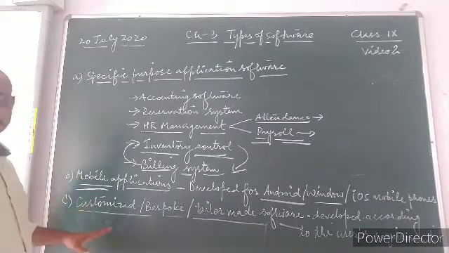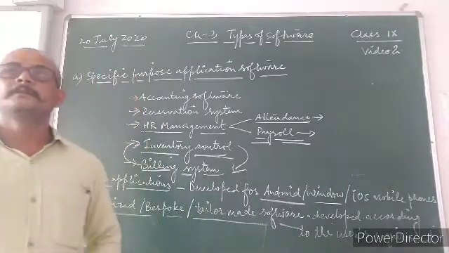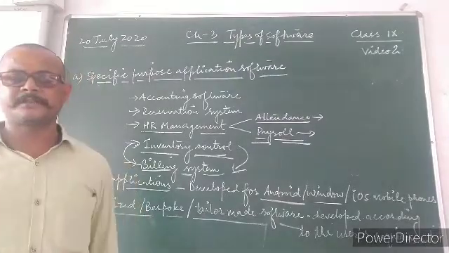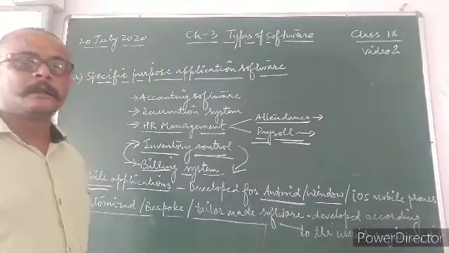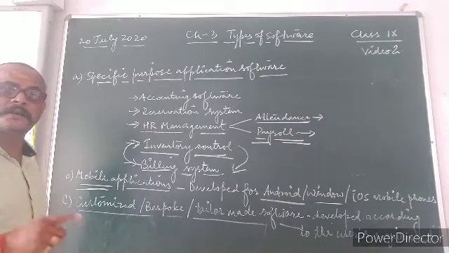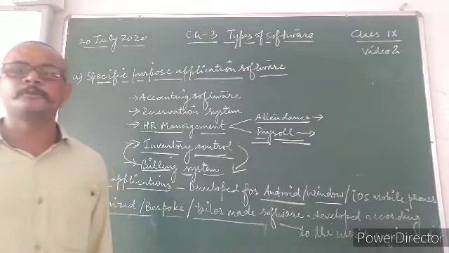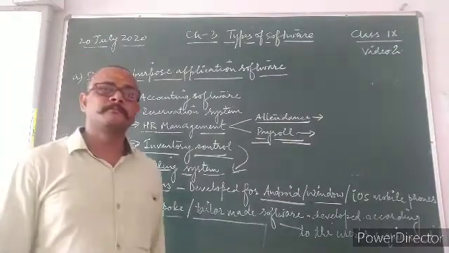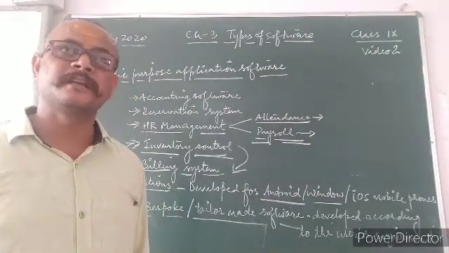The next and last thing of this chapter is customized, bespoke or tailor-made software. They are also specific purpose application software, meant for a particular work. But they are created or developed according to the user's need. They can be customized, meaning changes can be made according to the user's need.